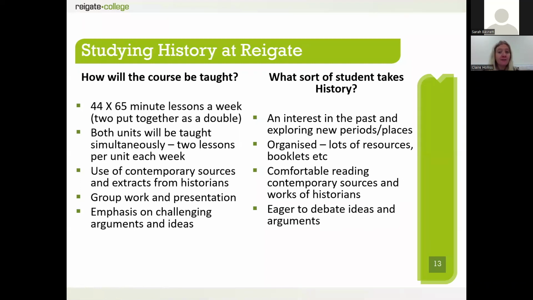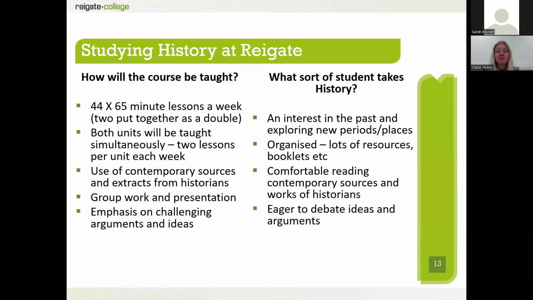In terms of the kinds of things that we do, lots of contemporary sources and extracts from historians, group work, presentation, lots of class discussion. So in terms of my lessons, just like I just taught today, we had a little class debate on some of the big questions we've been looking at. We had a bit of a reading of some texts and answering some questions on them and discussing them as groups, etc. So that sort of activity, which you may well be used to from studying history at GCSE, there's a lot more of that as well.